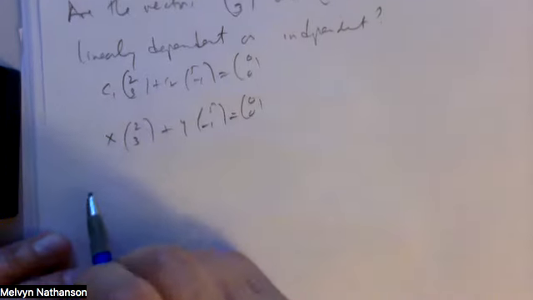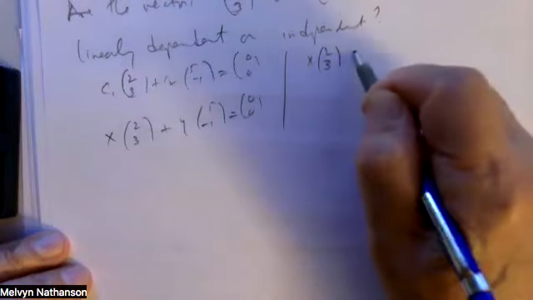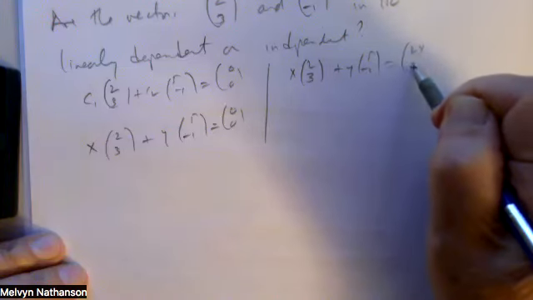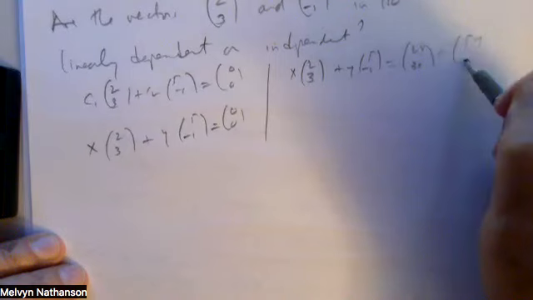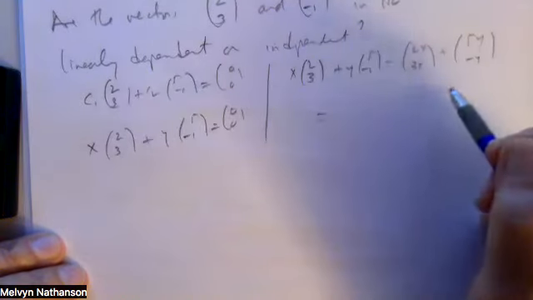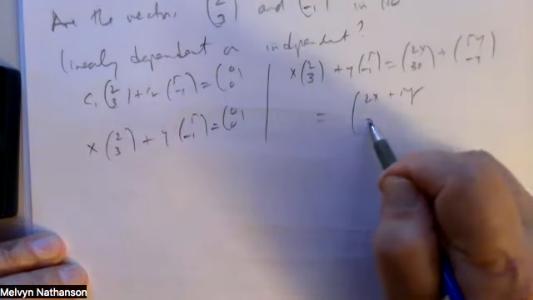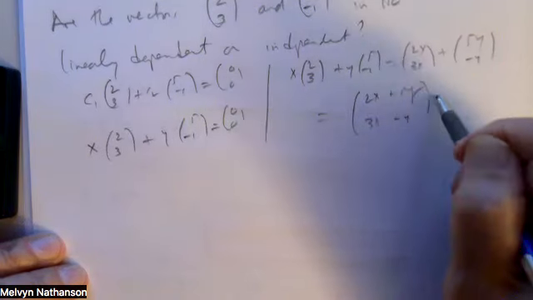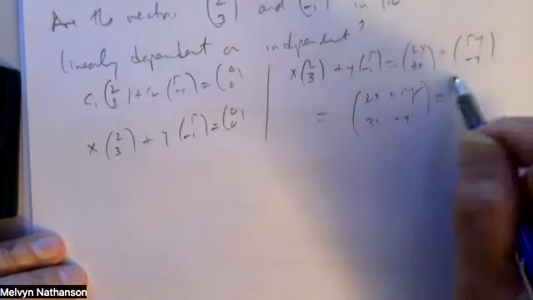So this is the same as, see, if you take x times (2, 3) plus y times (5, -1), x times the first vector is (2x, 3x), and y times the second vector is (5y, -y). And when you add them, you get (2x plus 5y, 3x minus y). And you want to know for what x and y's is this the 0 vector.